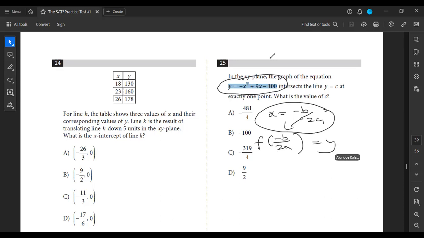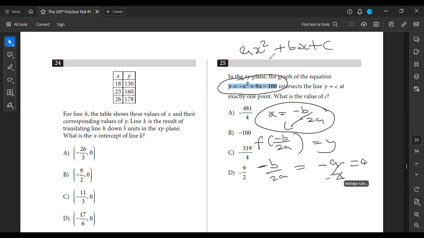F of x is equal to y. So in this case, if you do negative b over 2a, because remember quadratic is x squared plus bx plus c, negative b over 2a will be negative 9 over 2 times 1, which is the same as... it's b over 2a, or negative b over 2a. So we have b, which is 9, and 2 times a is negative 1, so that becomes negative 2. And then our answer is 4.5. Is that okay so far?